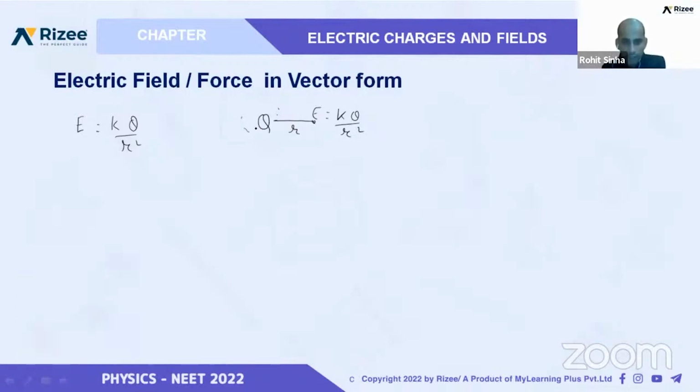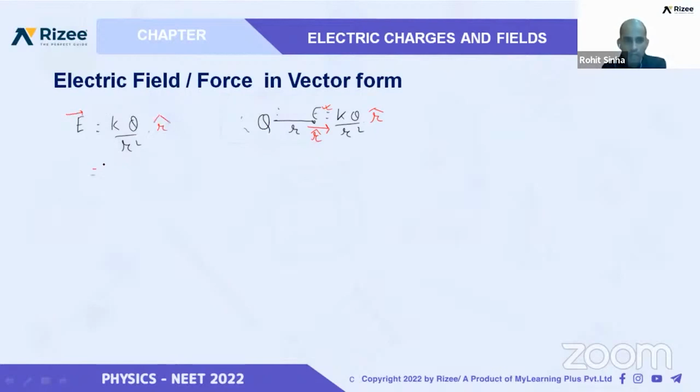We know that if the charge is positive, the electric field will be in the outward direction. Let us suppose the outward unit vector is r cap. To represent this electric field in vector form, we have to multiply this magnitude with the unit vector r cap. So in vector form, we can write the electric field E vector is kq by r square into r cap.